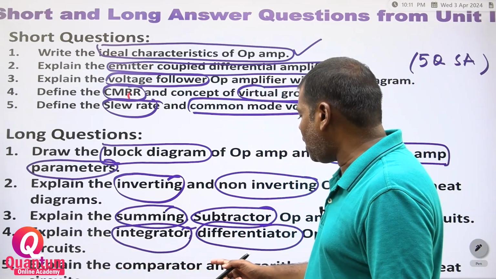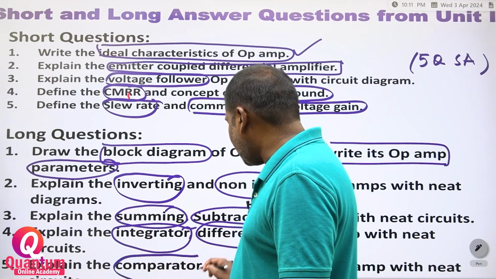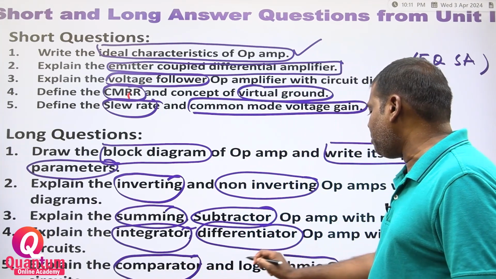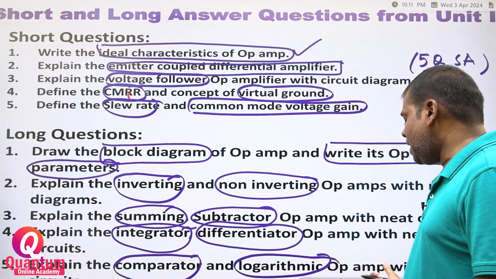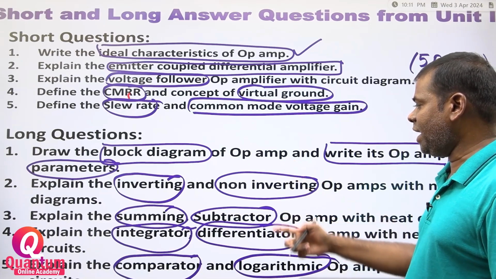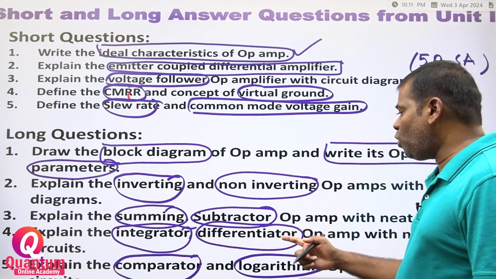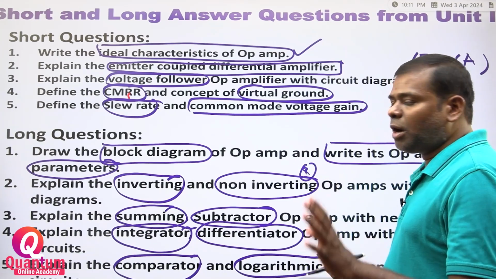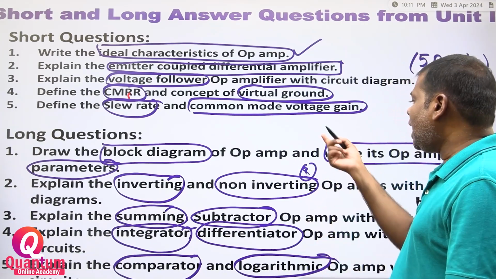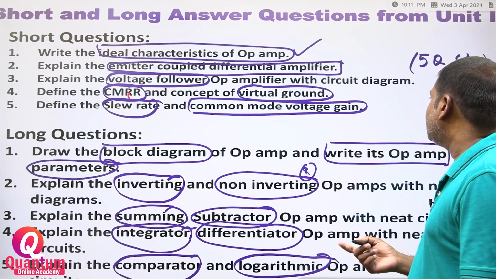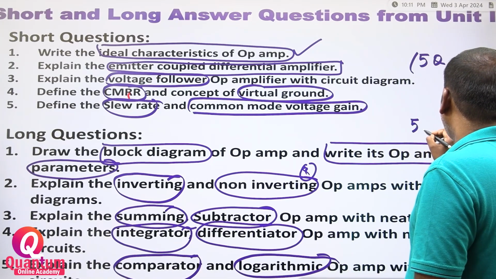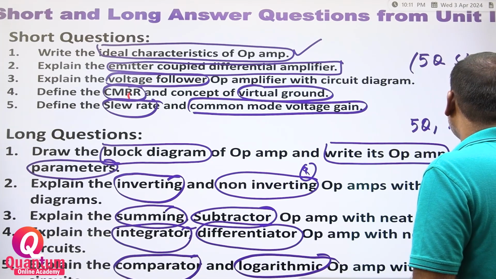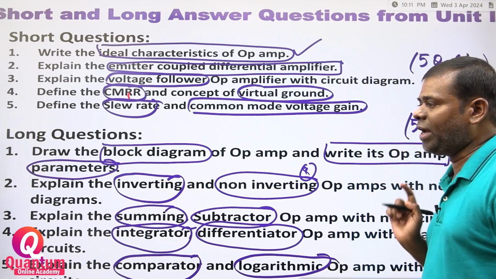Explain the comparator and logarithmic amplifier. I gave 2 topics. So 1, 2, 3, 4, total 8 topics are there, 8 applications, and 1 is the block diagram. So these are the 5 long answer questions from unit number 1.